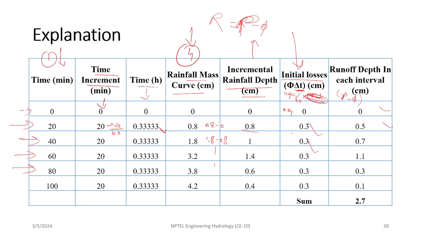So 0.8 minus 0.3 will directly give a value of 0.5. Now add up all these values, and you will come up with 2.7, which is 2.7 centimeter. So the total surface runoff depth generated is 2.7 centimeter.